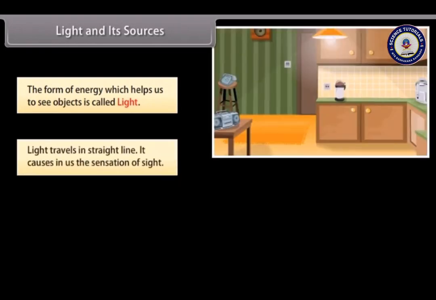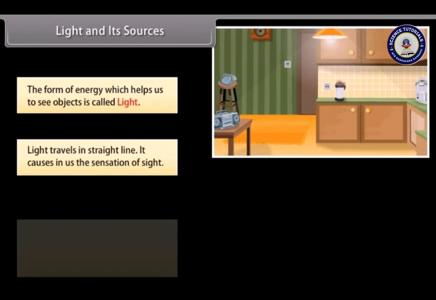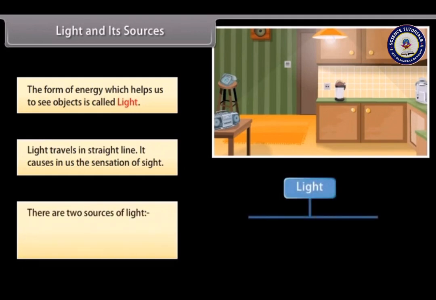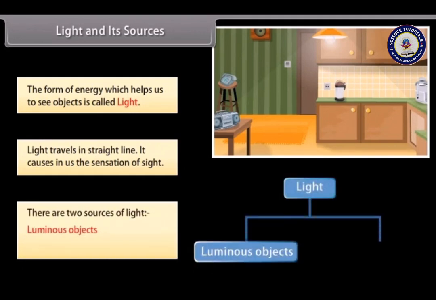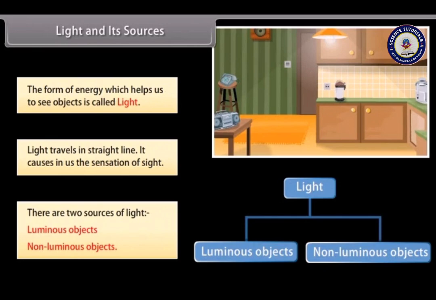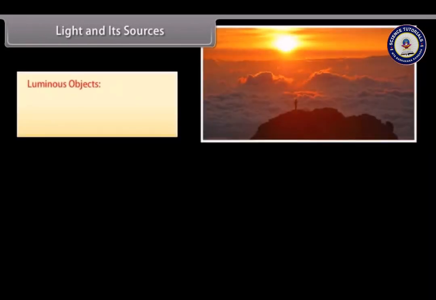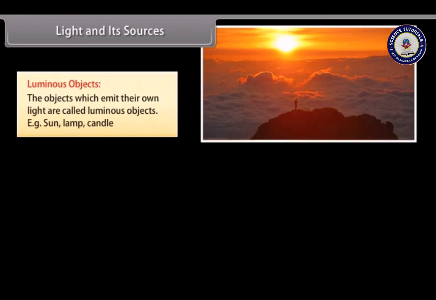Light travels in a straight line. It causes in us the sensation of sight. There are two sources of light: luminous objects and non-luminous objects. Luminous objects: the objects which emit their own light are called luminous objects. Example: sun, lamp, candle.